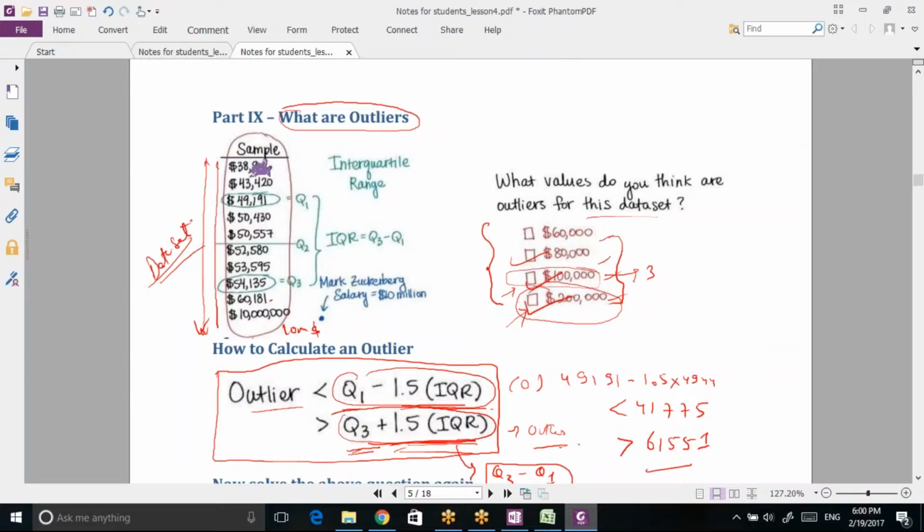And if I have to mark outliers in this data set, in fact the first one will also be my outlier, and $10 million will also be my outlier. Clear? That's one way of identifying outliers, IQR. Anything less than Q1 minus 1.5 IQR or anything more than Q3 plus 1.5 IQR will be considered an outlier. Okay, great.